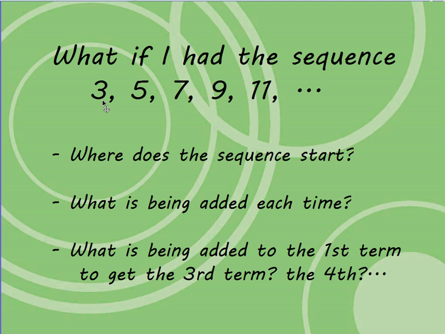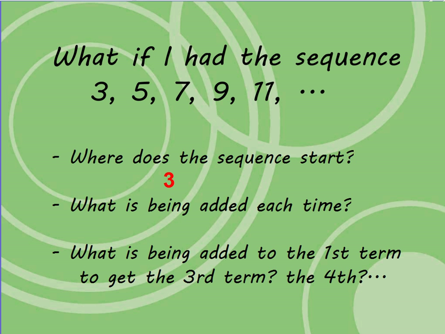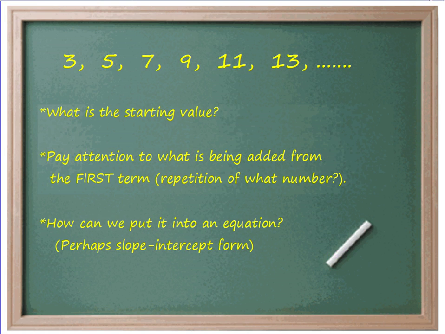Let's start with a sequence 3, 5, 7, 9, 11. We can tell that the sequence starts at 3, and our common difference that's being added each time I go from one term to the next is 2. We're going to focus for just a second on what's being added to the first term in order to get to the second, third, fourth, fifth term, and so on. So let's take a look.